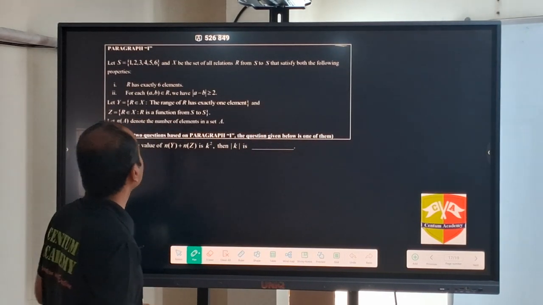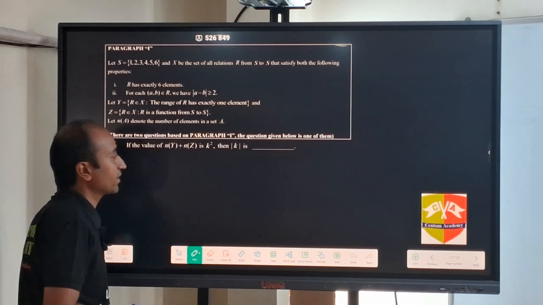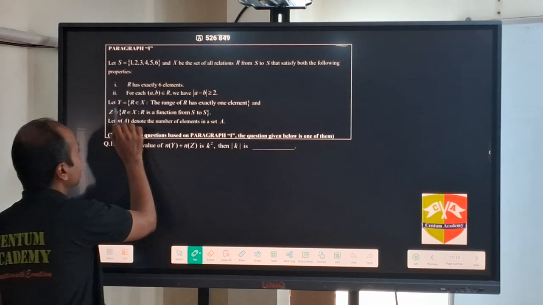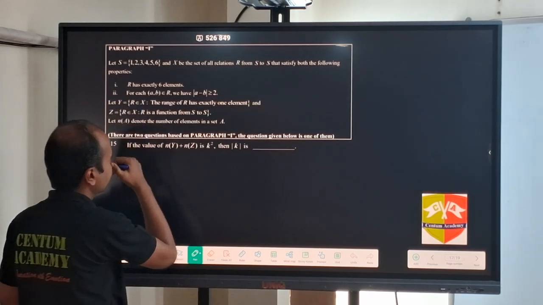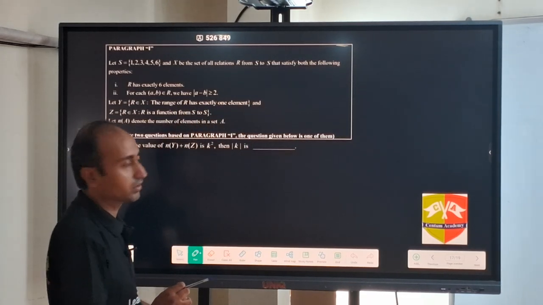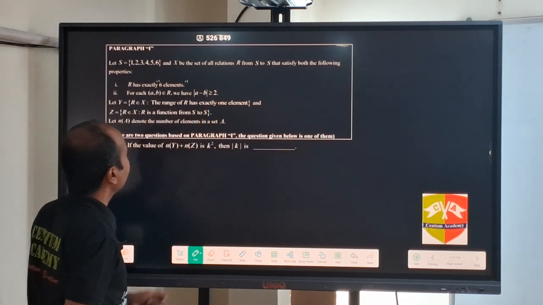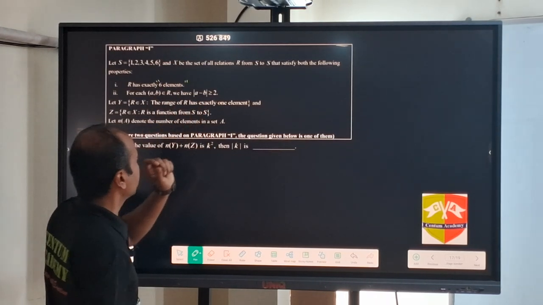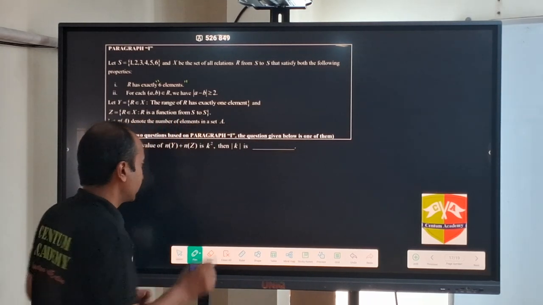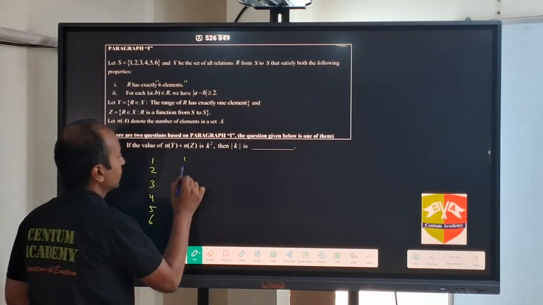Next is, if the value of n(y) plus n(z) is k squared, then what is the magnitude of k? So, let us count each of them separately. Let us see what is the set y. Set y is all the relations belonging to x such that range of R has exactly one element. Now, we want to have 6 elements as well. We want to have difference in the elements at least 2 as well, and range of R has exactly one element. So let us see if any such relation is even possible.